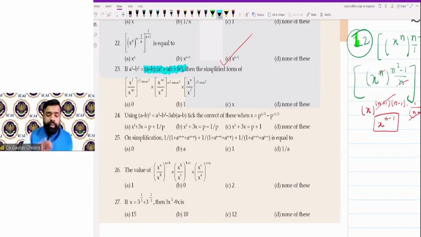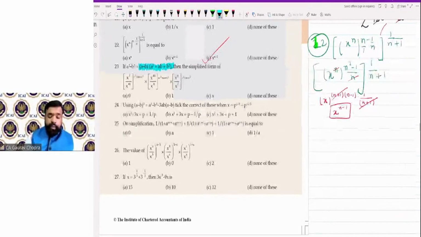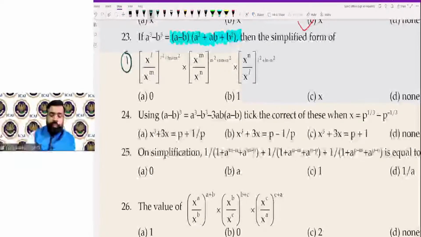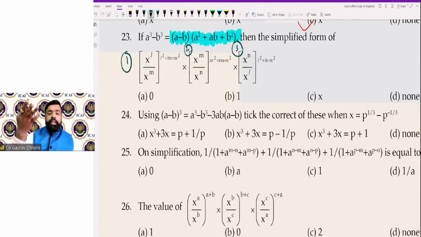See, understand this very carefully. If we take only one portion of this 23rd, 23rd is having three portions. One is with L and M, second is with M and N, and third with N upon L. So one time L is numerator, M denominator, then M numerator, N in denominator, then again N in numerator and L in denominator. So every time one of L, M, N is in numerator, and one time all these three are in denominator. That means there is a cyclical pattern.